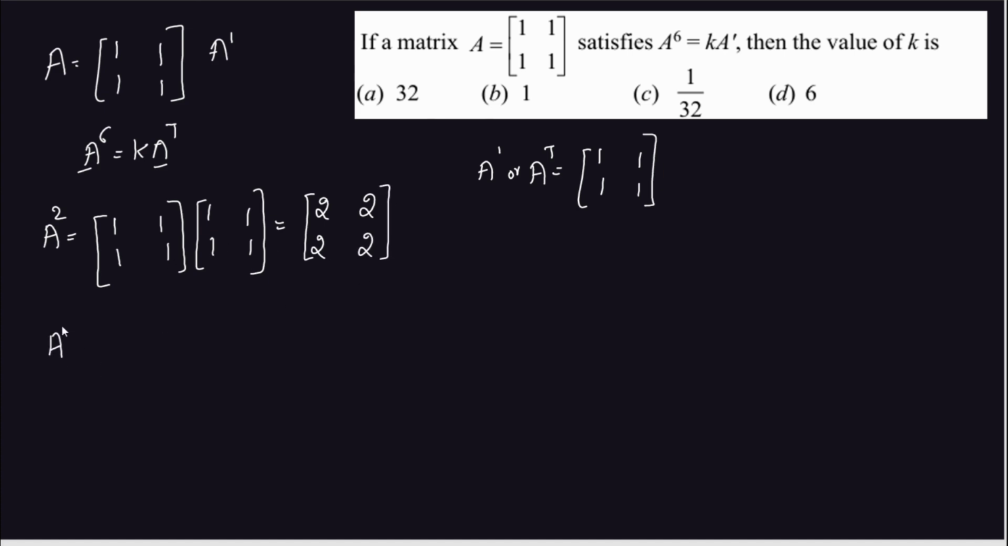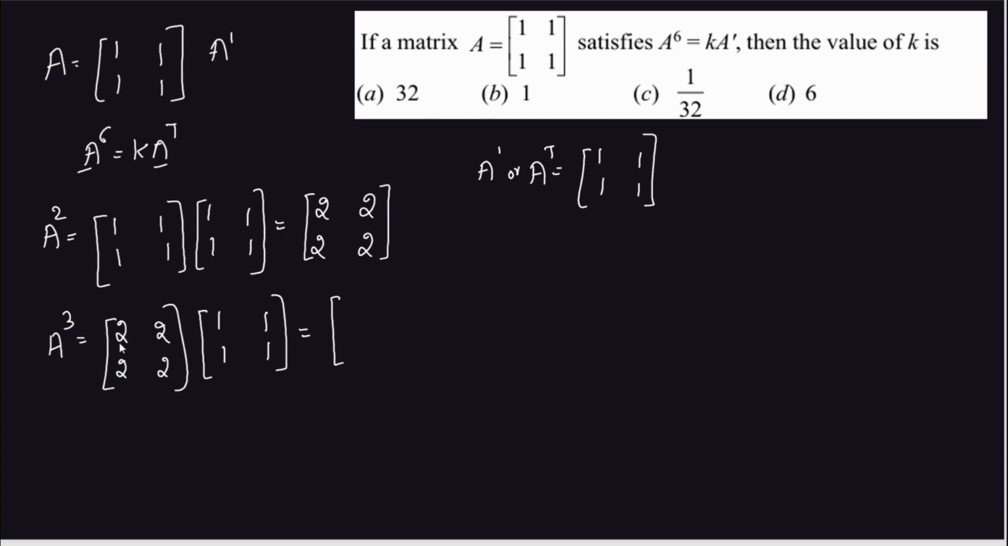Similarly, I will move to A power 3 now. So, what is A power 3? We know A square into A is A power 3. So, we already have A square. I will take down that matrix. A square into A. What is A matrix? 1, 1, 1 and 1. So, what will be A cube now?